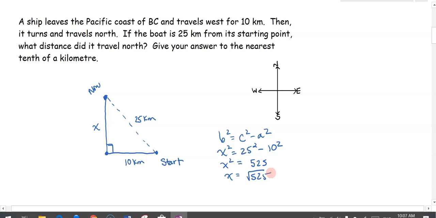Again, I go to my calculator and I type that in, and now before I write my decimal, I check back in the question: to the nearest tenth. Tenth is 1 decimal place. On my calculator, I see 22.9128... If I want it to the nearest tenth, I look to the one beside it. It's a 1, so that 9 stays as is. So it traveled north for approximately 22.9 kilometers.